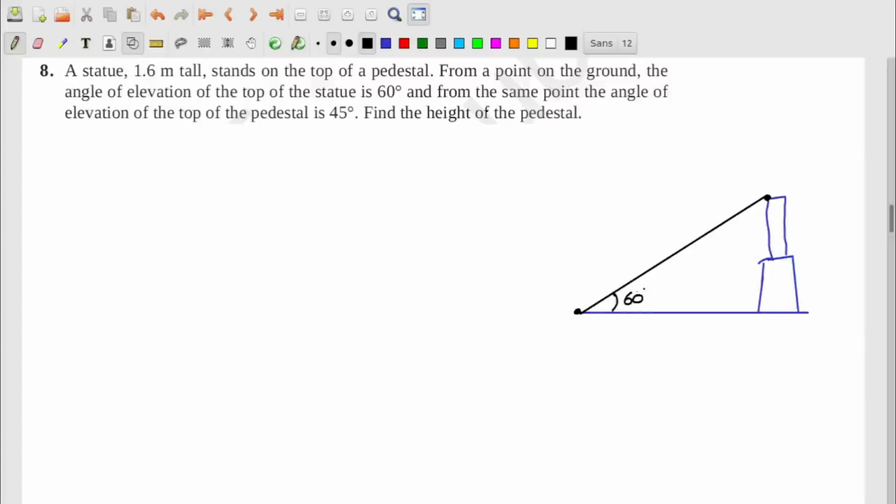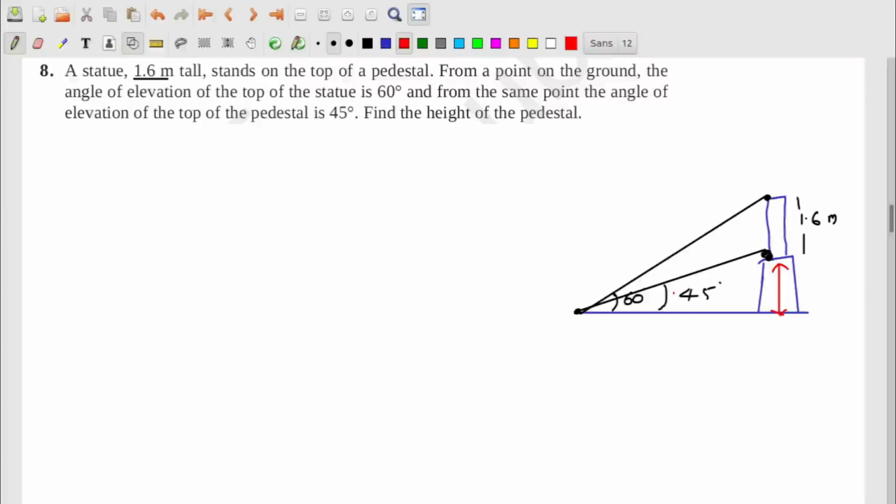What else is given? And from the same point, the angle of elevation of the top of the pedestal is 45 degree. So take this point as the top of the pedestal. Now join these 2 points. Okay, this is a point on top of the pedestal, and then the angle made by this line with the ground is 45 degree. So here, okay, 1.6 meter tall statue. So this is 1.6 meter. The height of the statue is 1.6 meter. Now we need to find the height of the pedestal. So what is the height of the pedestal here, right?